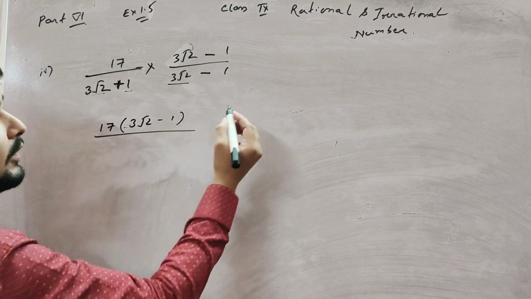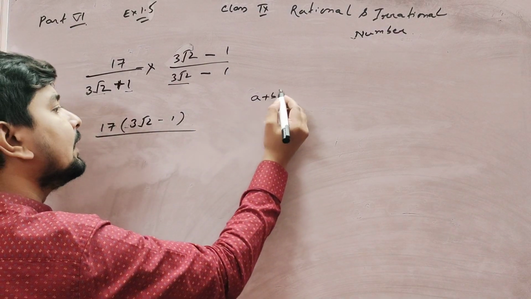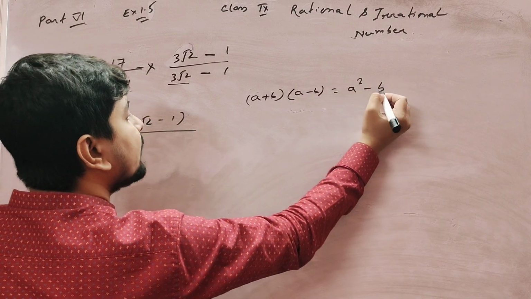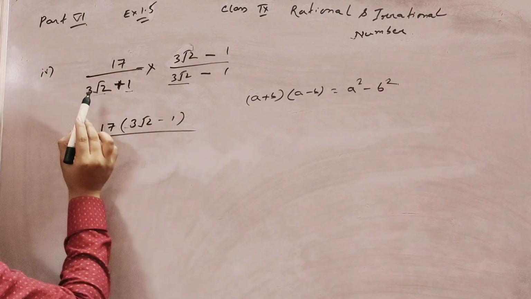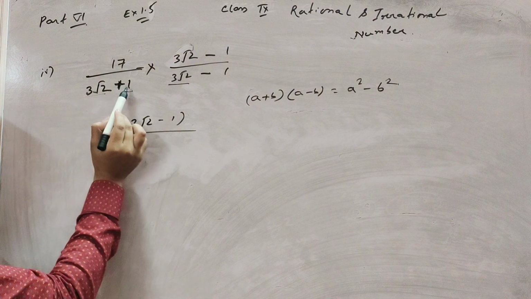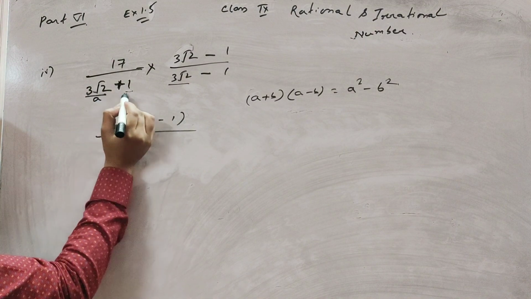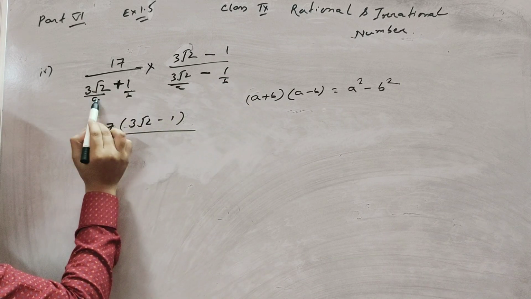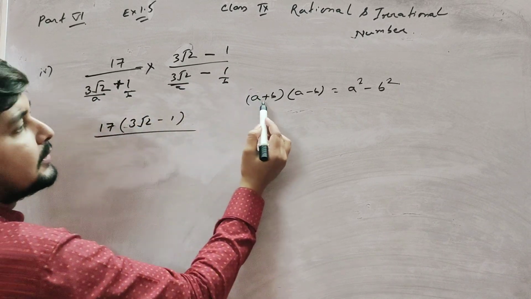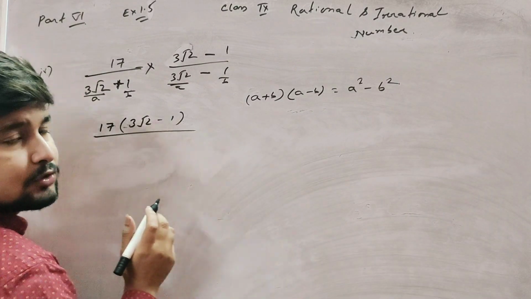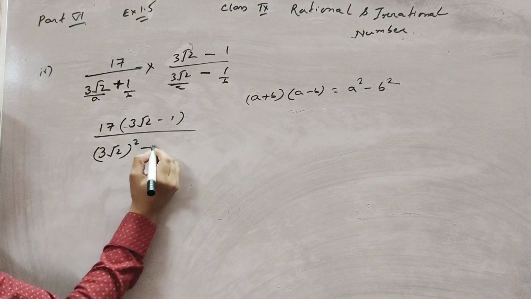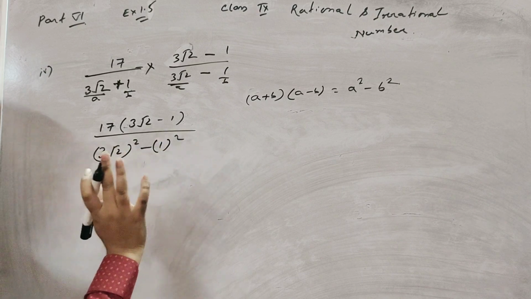Okay. And we know that very well, the formula of a plus b and a minus b is what? A square minus b square. We consider 3 root 2 as a and this one is b. See, this one is a, this one is b, this one is a, this one is b. So a plus b, a minus b, which is a square minus b square. So 3 root 2 whole square minus 1 square.